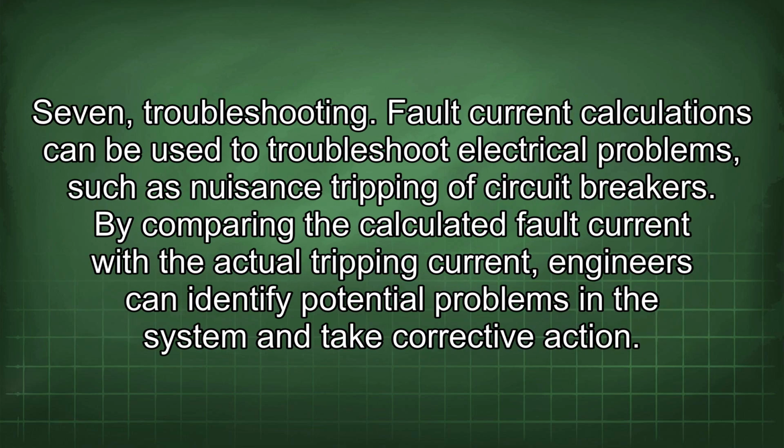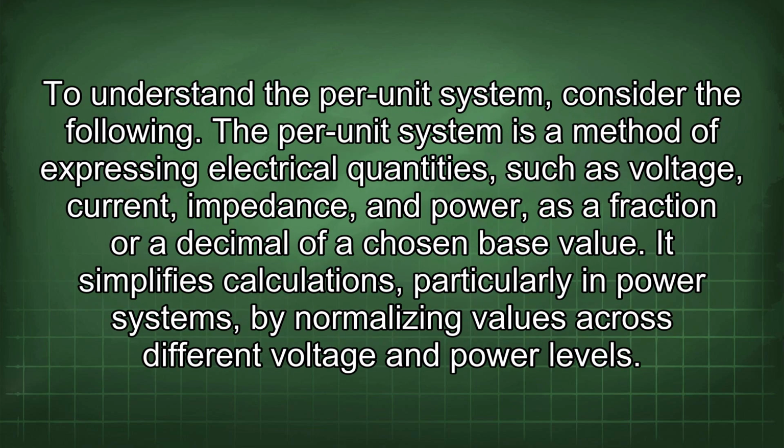7. Troubleshooting. Fault current calculations can be used to troubleshoot electrical problems, such as nuisance tripping of circuit breakers. By comparing the calculated fault current with the actual tripping current, engineers can identify potential problems in the system and take corrective action. To understand the per-unit system, consider the following.